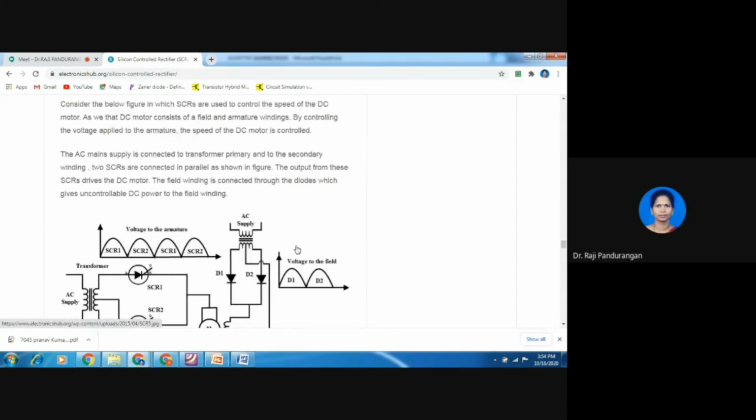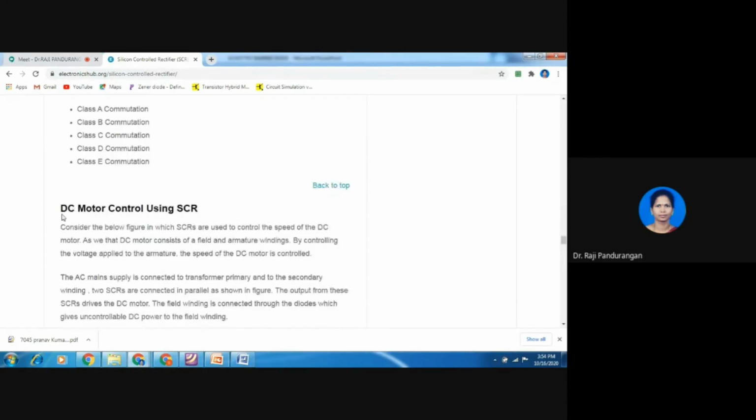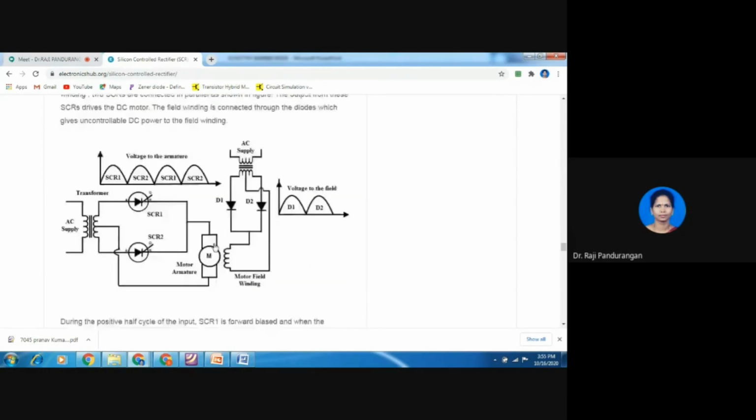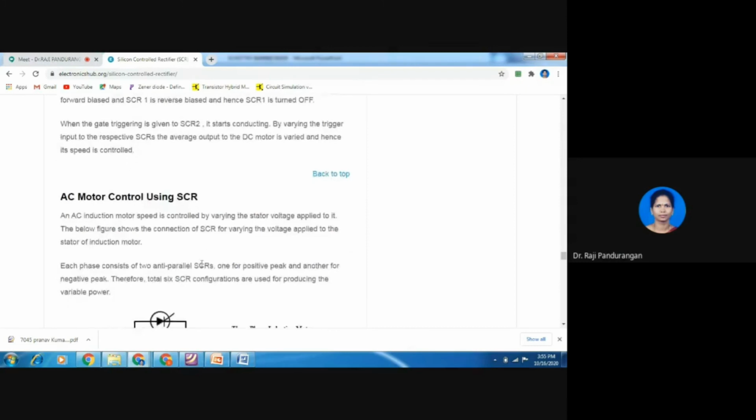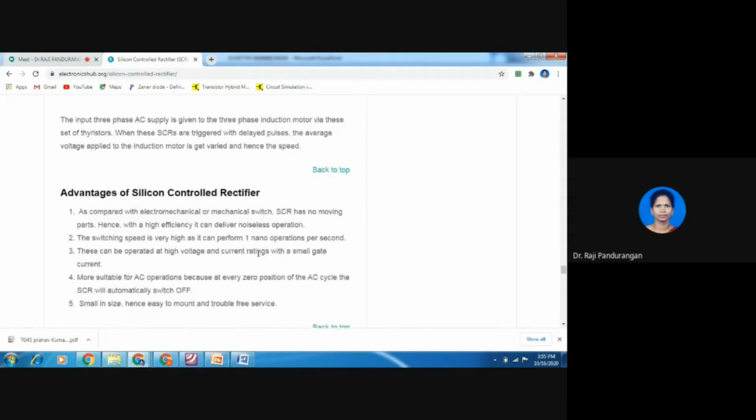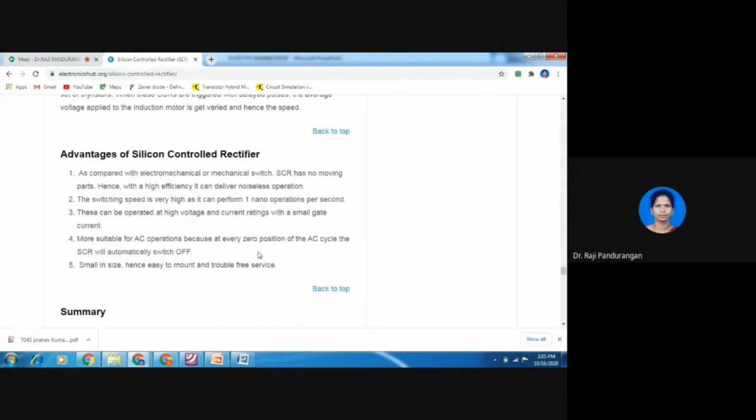SCR is mainly used in electrical circuits, and also in DC motor control using SCR. Direct current means you can remember it as battery voltage, and AC means alternating current, which you get from a transformer. These are the applications. I have mentioned a few more applications.